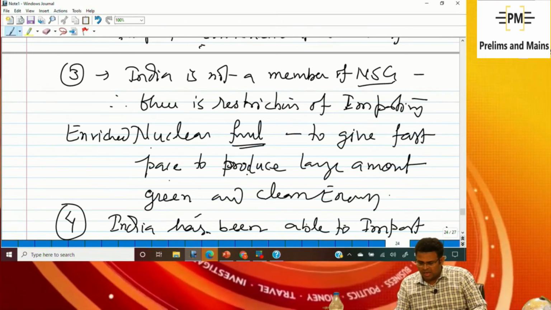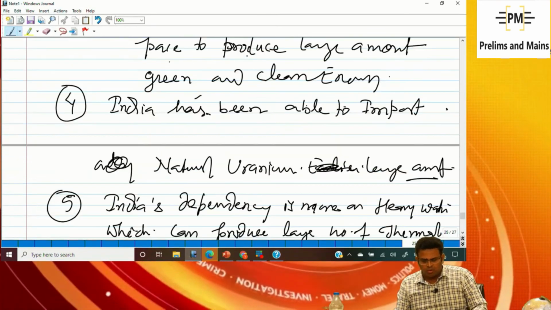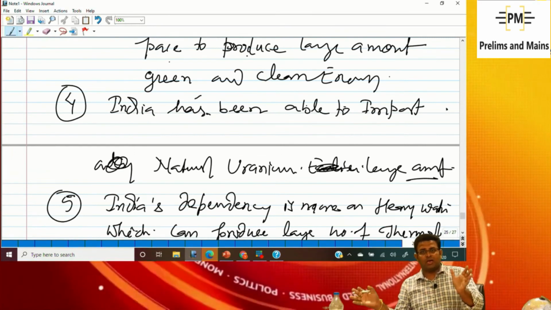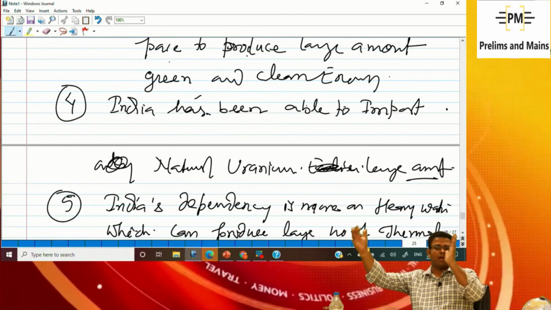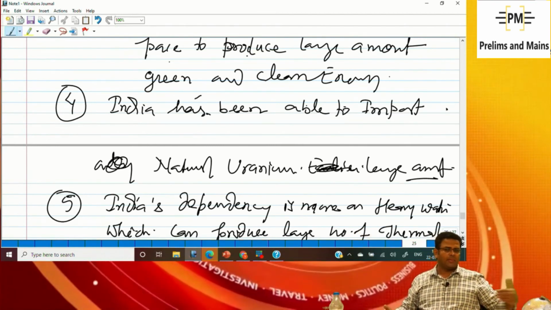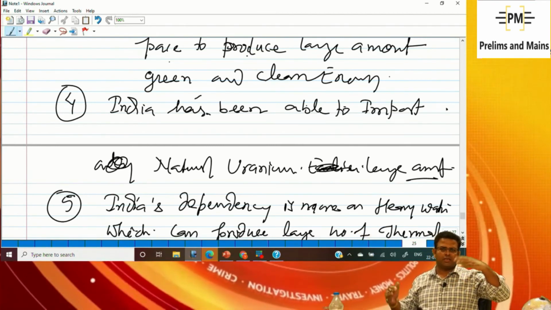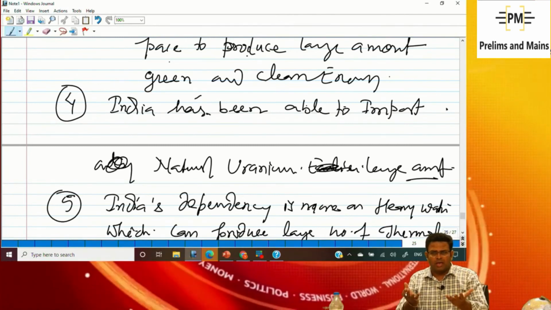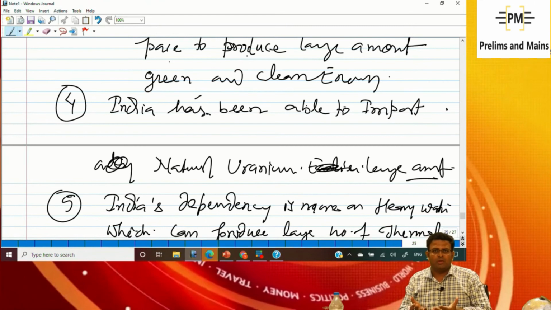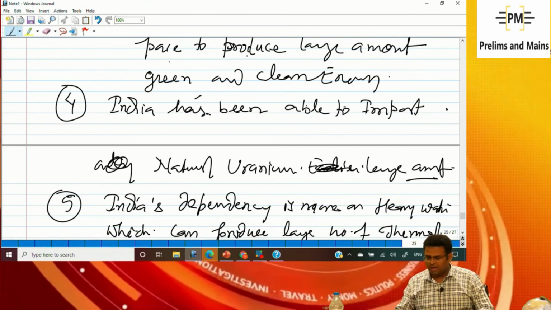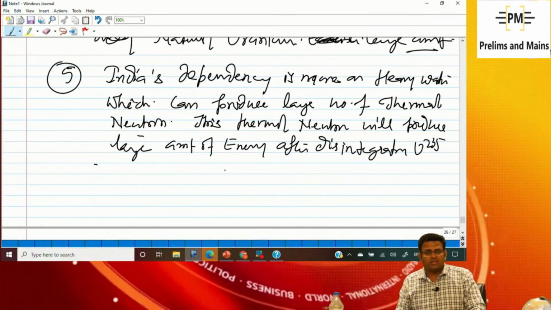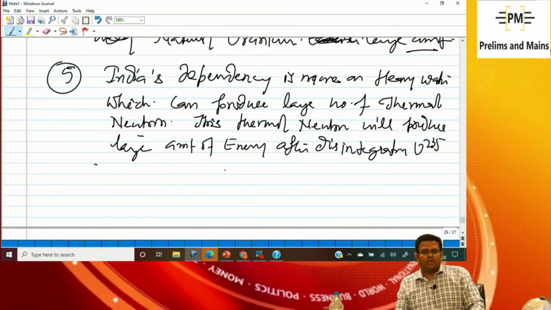I said that India has been able to import natural uranium in large amounts. So we are putting a large amount of natural uranium into the chamber and then using heavy water as a moderator. That heavy water produces a large amount of thermal neutrons, slow-speed neutrons, which break the uranium, disintegrating it and giving a large amount of energy. Is it clear? Is it okay?